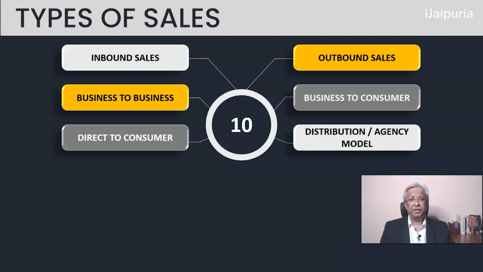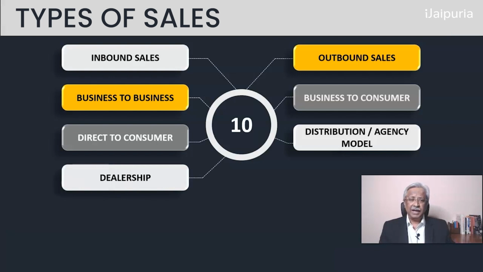There's another model called the distribution and agency model. Companies which use the distribution method are primarily FMCG businesses. A product is manufactured, then you have a super stockist, then a stockist, then multiple distributors across the country, then the retailers, and then the end consumer buying the product itself. So that's another method through which you could do sales.